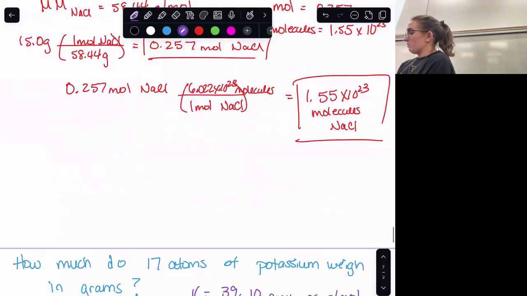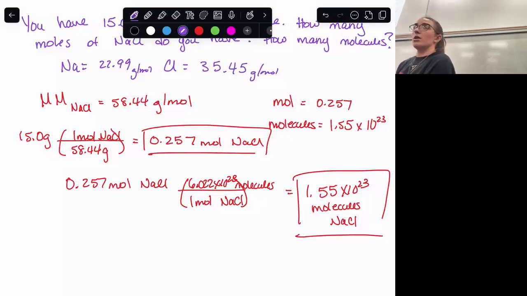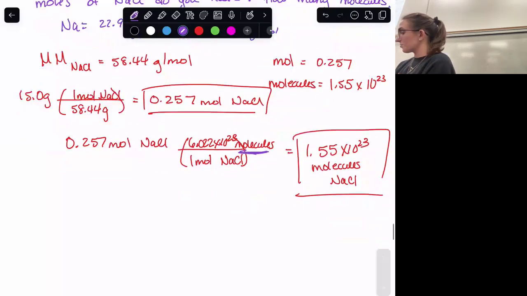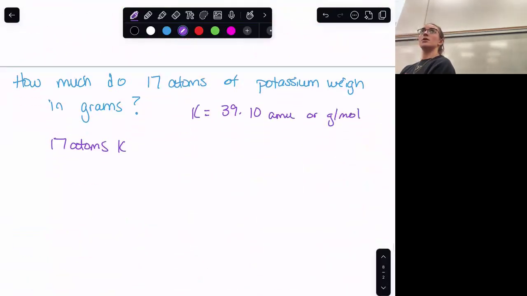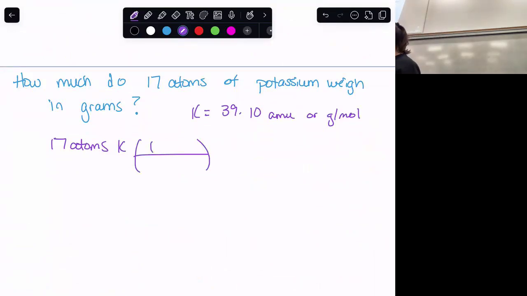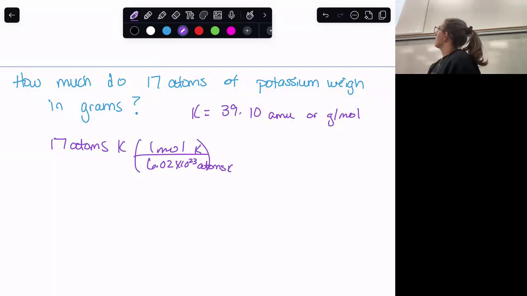So, right, when we did this question here, we called it a molecule because we had a compound. Right now we just have an element. So that means that we can use atoms. So we can change our unit when we're talking about Avogadro's number. Now we know that for every 1 mole, we have 6.02 times 10 to the 23 atoms of potassium. Or we can change that unit on Avogadro's number.